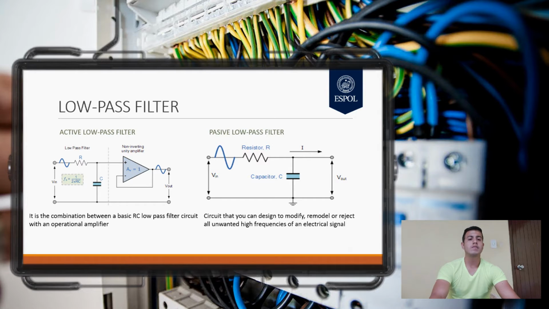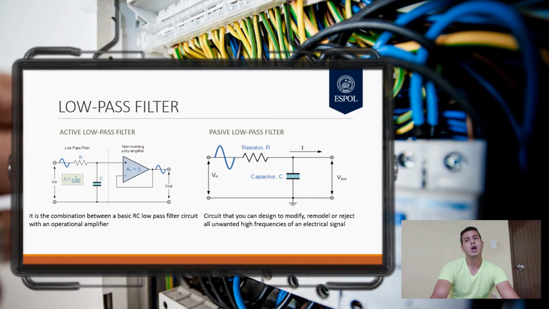What are active low pass filters? By combining a basic RC low pass filter circuit with an operational amplifier, we can create a complete active low pass filter circuit with amplification. Active filters contain active components such as operational amplifiers and transistors within their circuit design. They extract their energy from an external energy source and use it to increase or amplify the output signal.